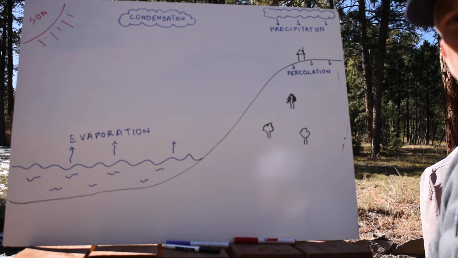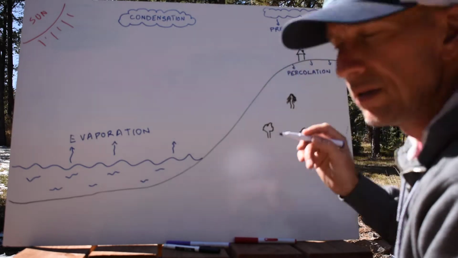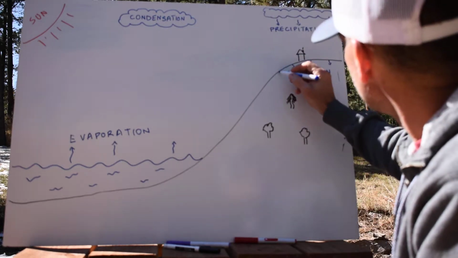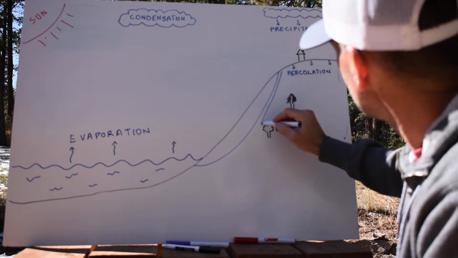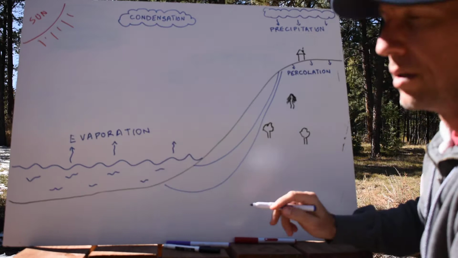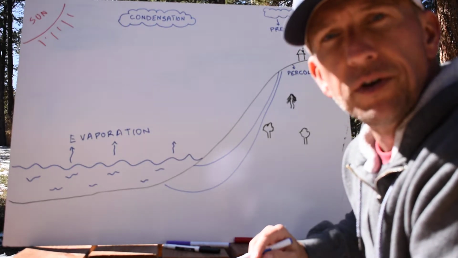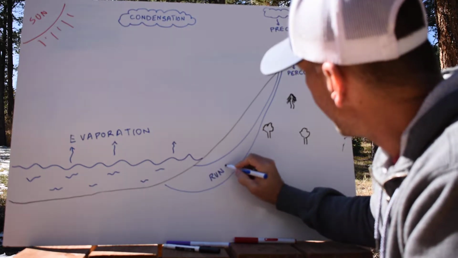Okay? Percolation. The other bit of water that hits the ground is not going to soak into the ground, and it is going to flow to collect in streams, lakes, ponds, rivers, oceans, all those kinds of things, and we call that runoff.